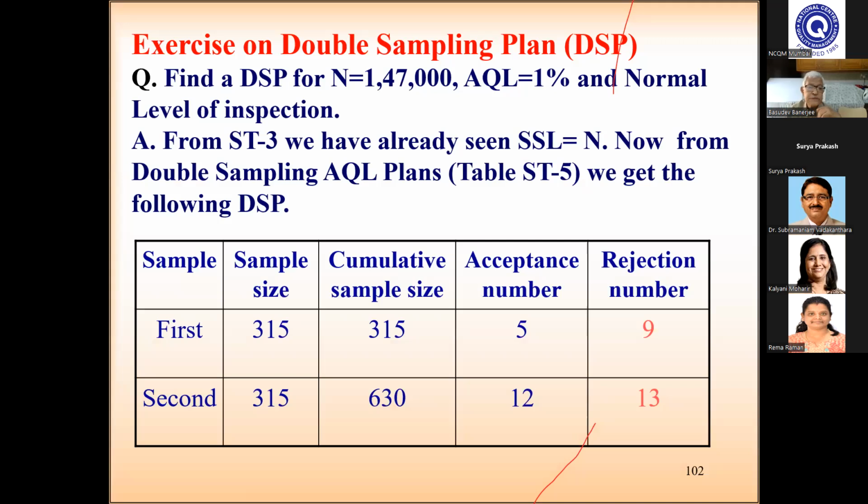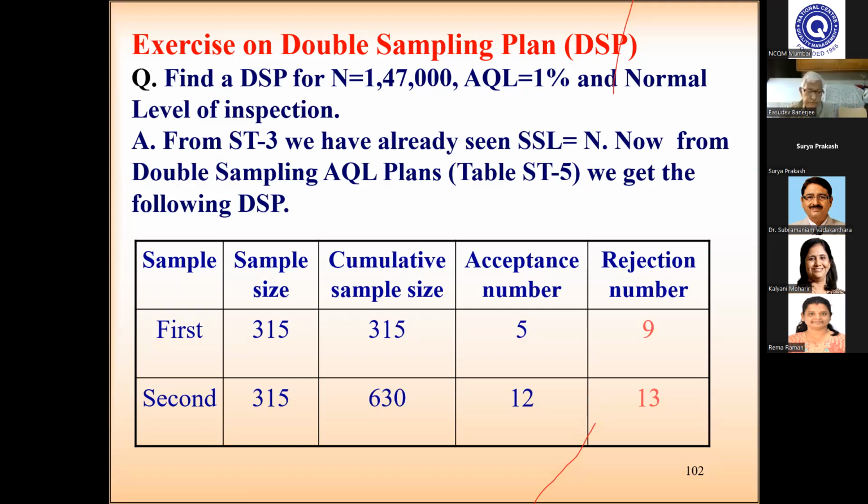Exercise on double sampling plan. Find a DSP, double sampling plan, for N equal to 1,47,000, AQL 1%, and normal level of inspection. That's the question. Answer is from ST3, we have already seen SSL. Now from the double sampling AQL plan, go to ST5. Now go to ST5.